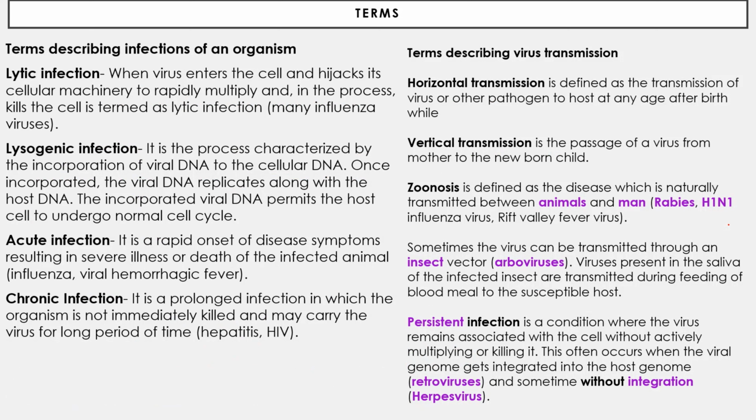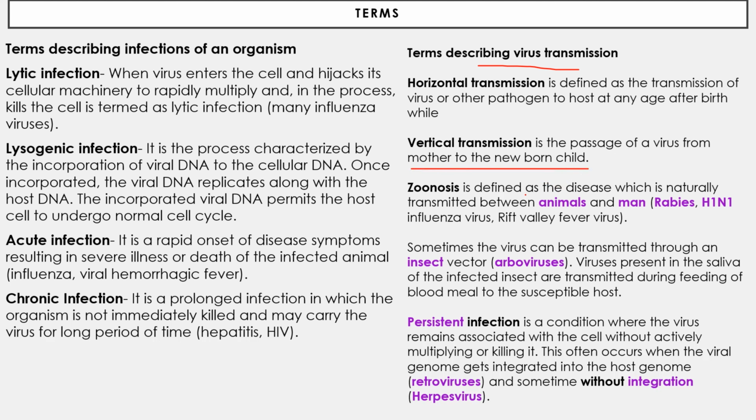Now, what are the different terms used to describe virus transmission? We have your horizontal transmission. This is defined as the transmission of virus or other pathogen to hosts at any age after birth. So when it is horizontal, like the horizontal line, meaning it is not inherited. You could get the disease at any point of your life from other sources. Then we have your vertical transmission. This is the passage of a virus from mother to the newborn child.